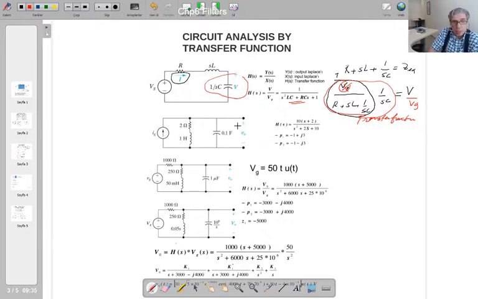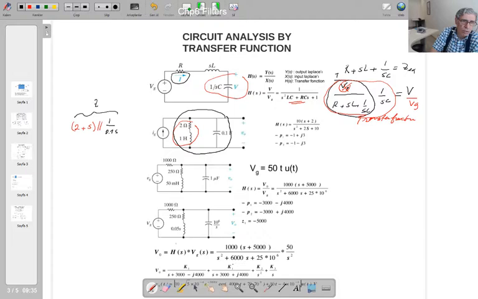So this is another example here. These two are connected in serial. 2 plus SL is the equivalent of this. And this one is in parallel with this impedance. So if I say this impedance is, let's say, 1 over SC, C is 0.1 F. So if you find this, that's going to be the equivalent of this circuit, isn't it?